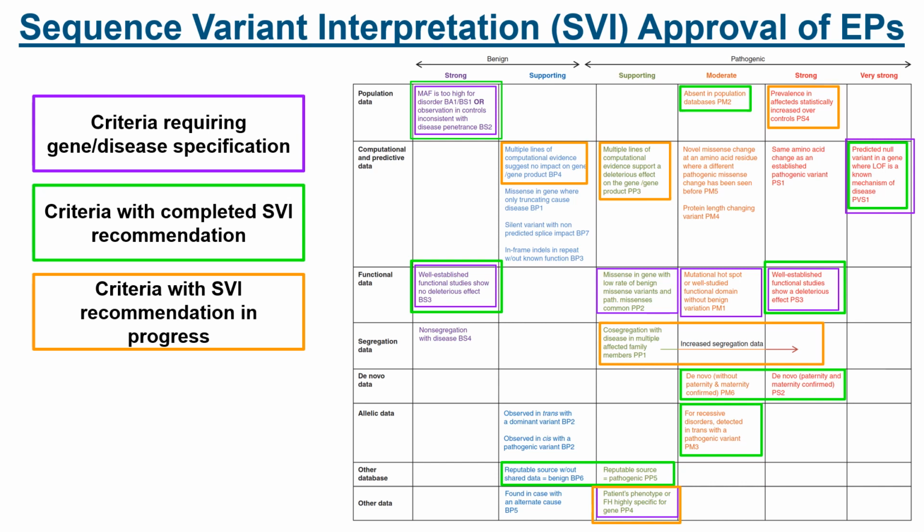And you can see there is some overlap in criteria that we've published a recommendation for, but that still require gene disease specification. For example, for this PVS1 rule for loss-of-function variants, we published a recommendation of how to determine if your variant has a loss-of-function impact. However, you still have to incorporate gene disease information to understand if loss-of-function is a mechanism of disease. And so that's why some of these criteria have 2 boxes around them.